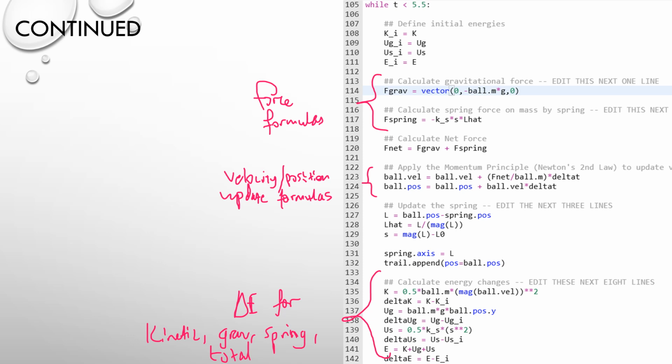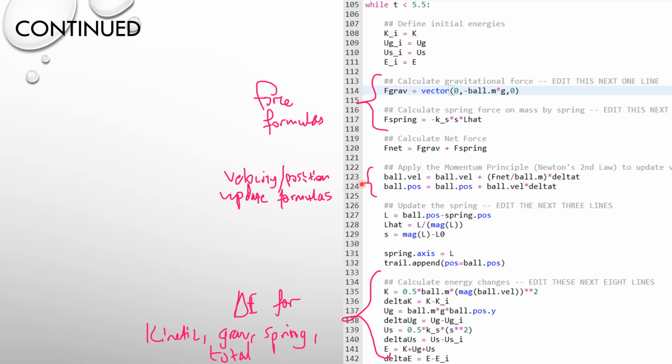So, continued. This is our loop, which is basically going to model what happens while the system is in motion. Here we have force formulas, which we've seen before. The net force on the system is going to be the gravitational force plus the spring force, nothing else.